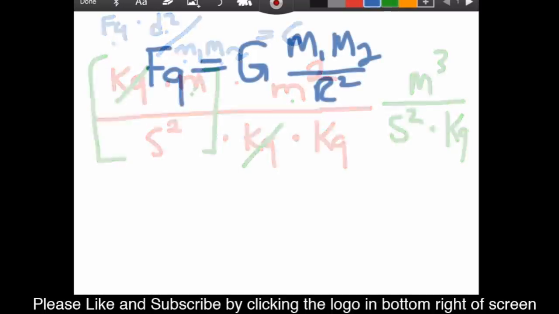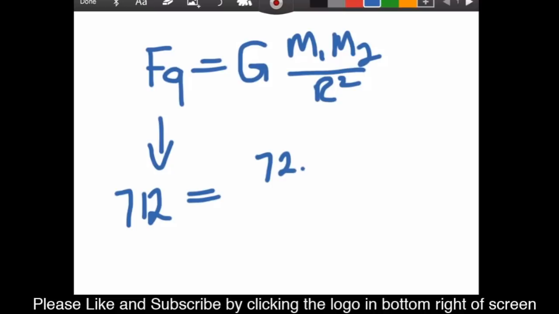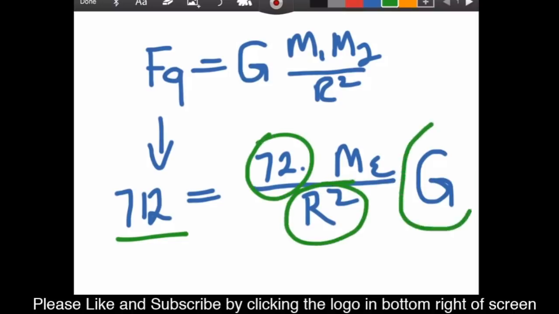Things worked out right. Well, now that we've figured out what G was using small masses, let's do something a little more ambitious. Brian's weight was 712 newtons. His mass was 72 something kilograms. We don't know the mass of the Earth, but we do know the radius of the Earth. And now we know big G. So, we know that term, we know that term, we know that term, and we know that term.